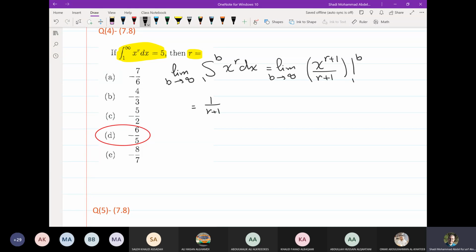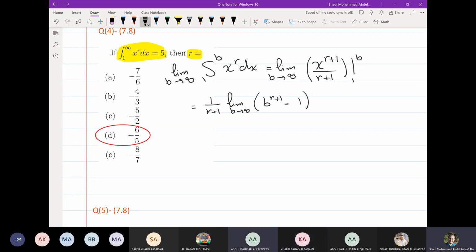Why? Because this is a limit for b, so r here is considered a constant, and in this limit of the integral you substitute instead of x. So I can take r plus 1 outside, right? So it will be like this. Substituting instead of x, it will be b to the power r plus 1 minus 1 to the power anything, which will be minus 1. Is that clear till now, Shabab?